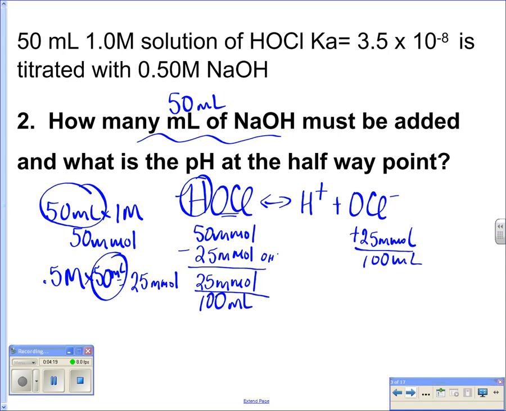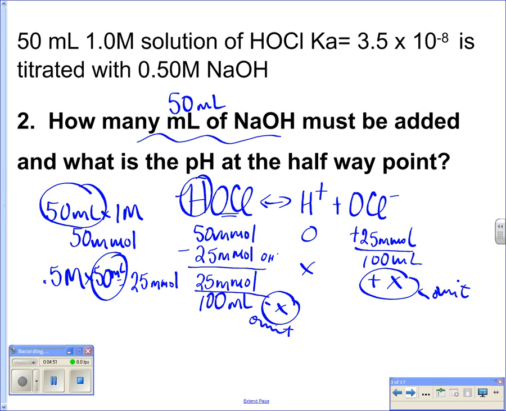So if I were to work out the RICE table on this, I know that this H+ is going to be my x. I know my HOCl is 25 over 100 plus x, but x is going to be so small I can ignore that. And this is going to be 25 over 100 minus x, but again, I can omit it.